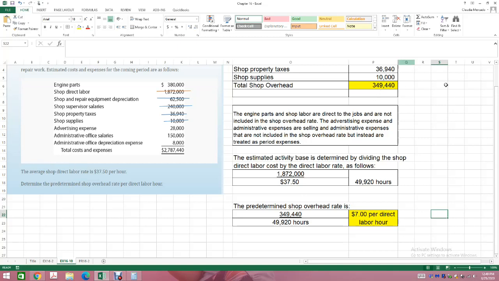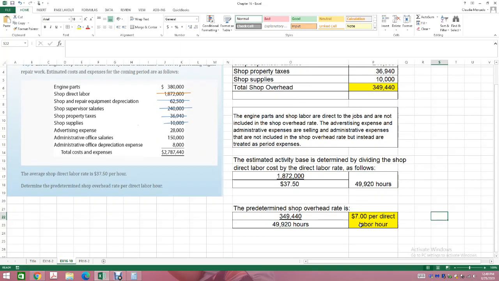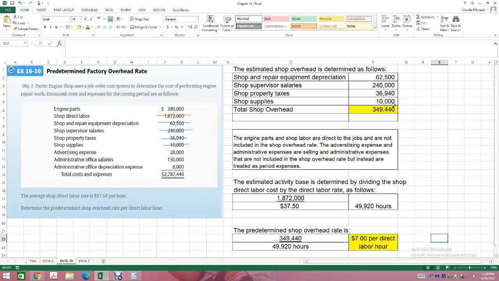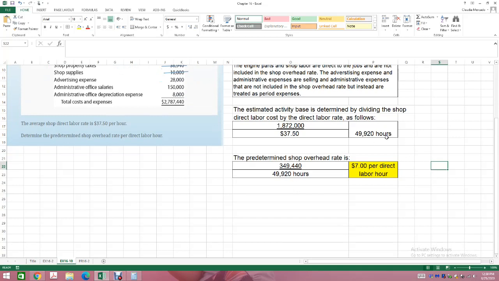So we calculated all of that information so we could come up with, for every hour that you spend repairing these engines, if you spend 1 hour, then I'm going to charge you $7 of overhead for that hour. If you take half an hour, then I'm going to charge you $3.50. So that is how we calculate it. We divide your total overhead cost of $349,440 by the number of hours worked, which was 49,920, and that gave you an overhead rate of $7 per hour.